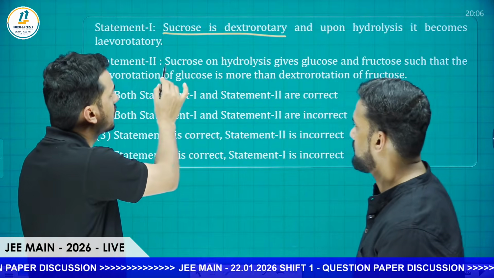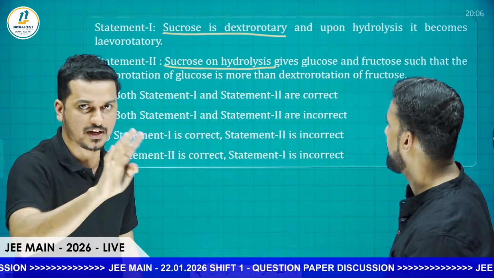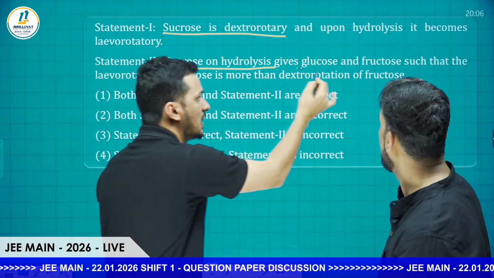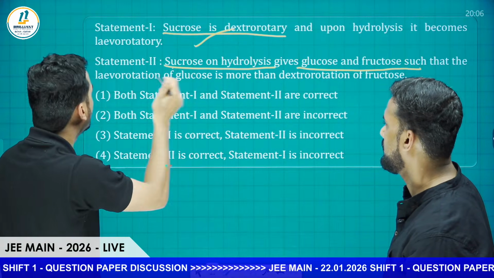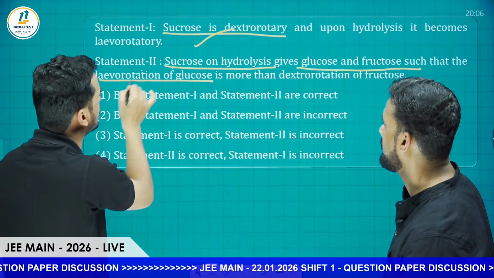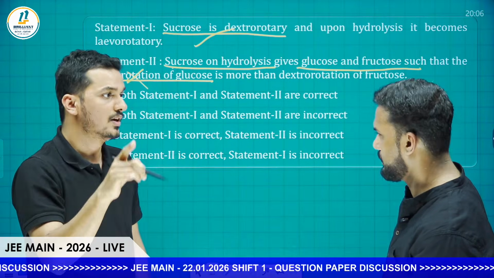Now sucrose on hydrolysis gives glucose and fructose. That is correct. So this first statement is correct. This one also, first sentence is correct. Such that levorotation of glucose, that is wrong. Glucose is dextrorotatory.